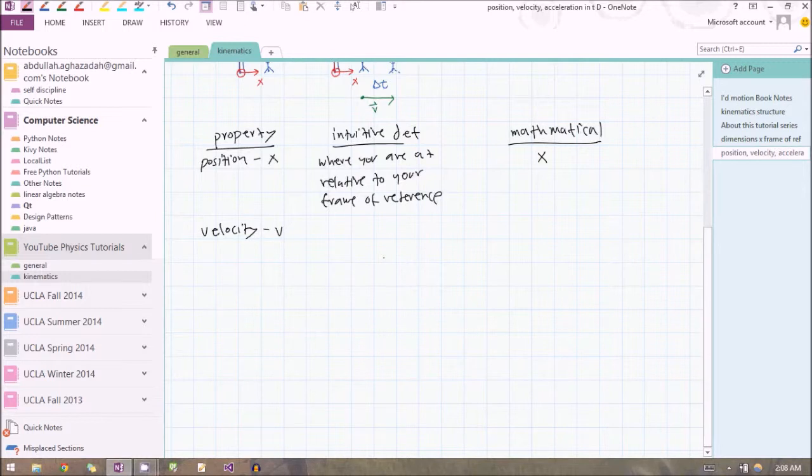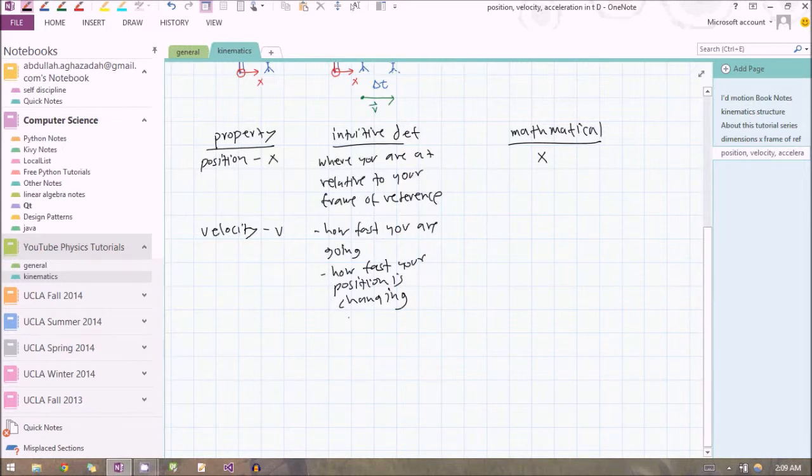So an intuitive definition of velocity is how fast you are going. Or another way to put it is how fast or how much your position is changing. How fast your position is changing. So the faster that your position is changing, the greater your velocity.